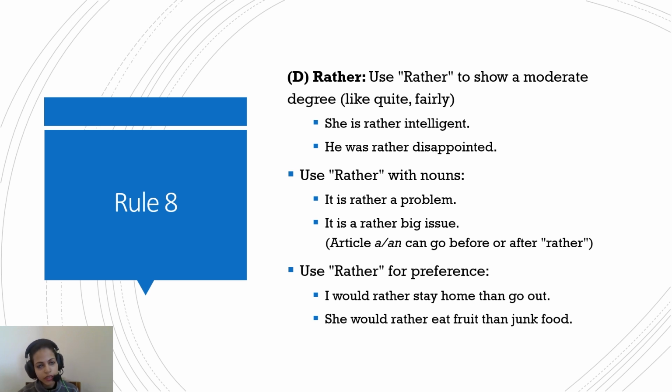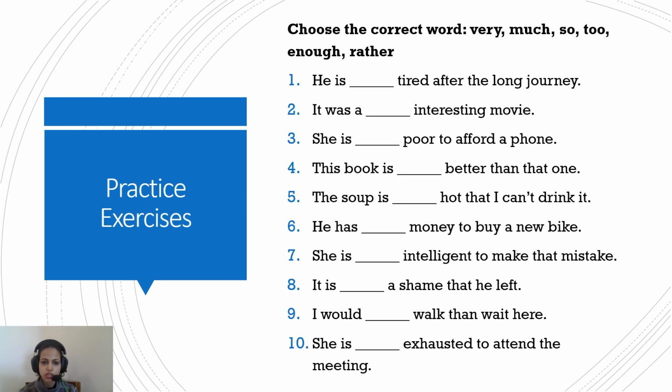So you're telling your preference of staying at home over going out. She would rather eat fruit than junk food. So she prefers eating fruit over junk food. So these are the contexts where the word rather is used. For the exam, usually preference kind of statements would be given, and you might have to fill in the blanks. We'll do the exercises.